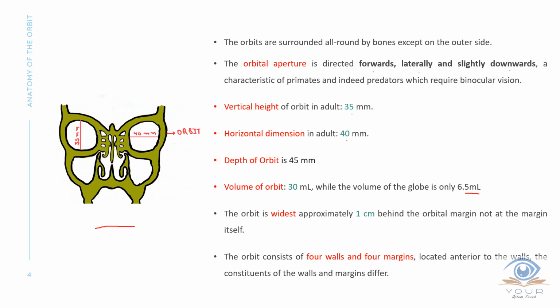So suppose this is our orbit. It is widest 1 centimeter behind the orbital margin, so it will be widest here. The orbit consists of 4 walls and 4 margins which are located anterior to the walls. The constituents of the wall and margin are different. So this is another point that you have to keep in mind.